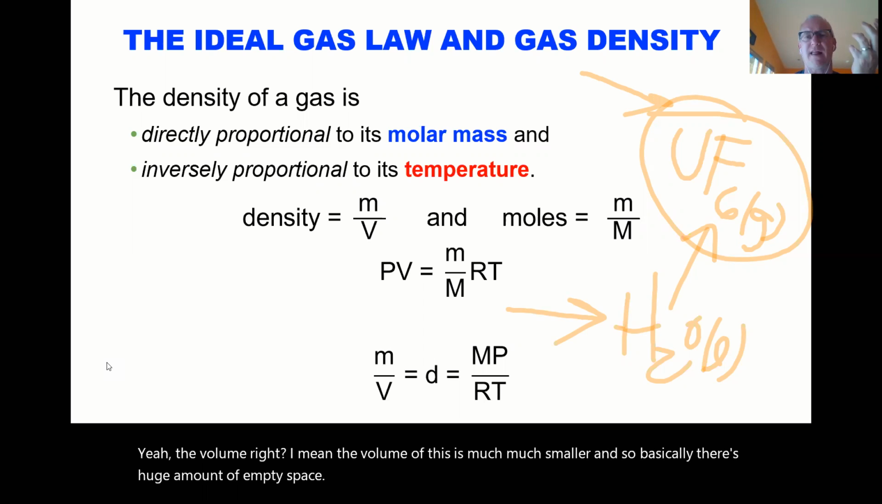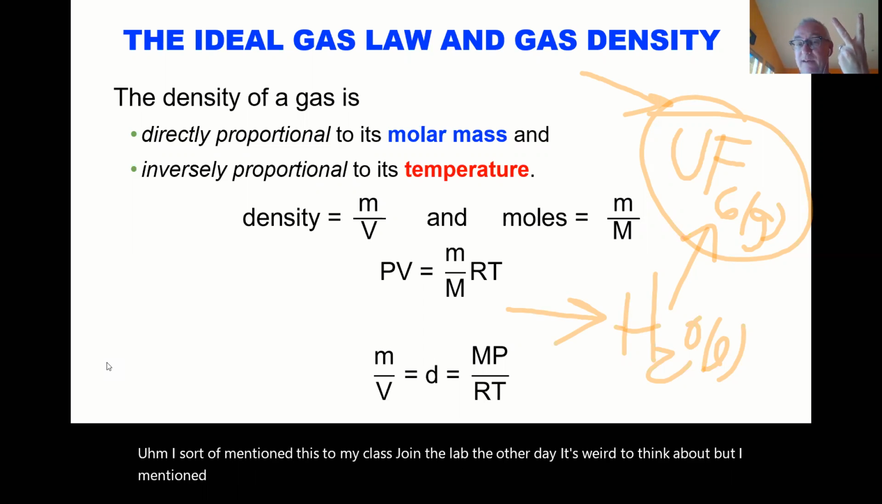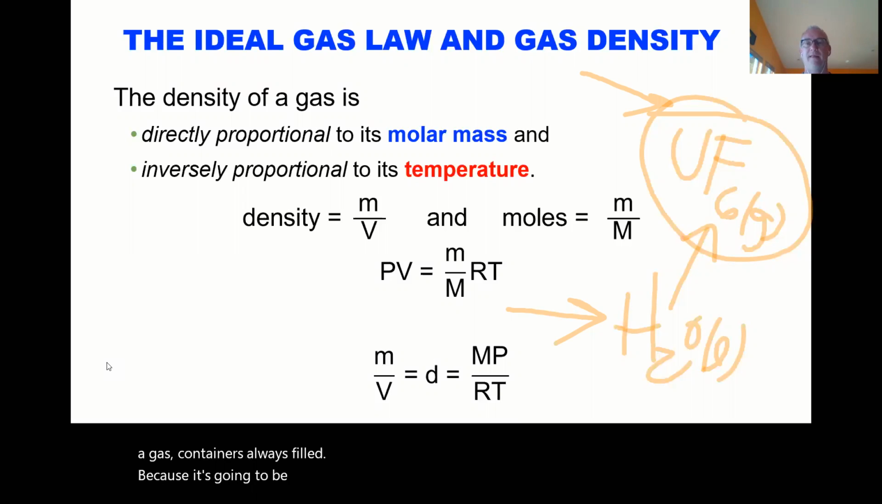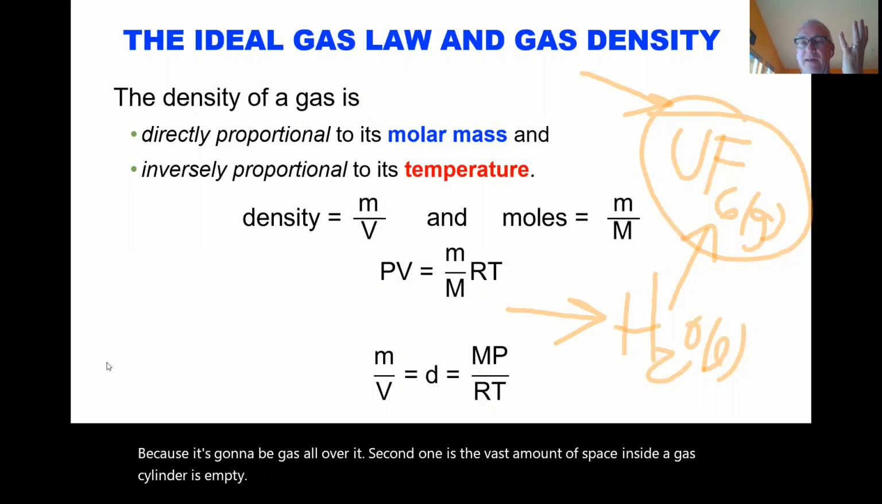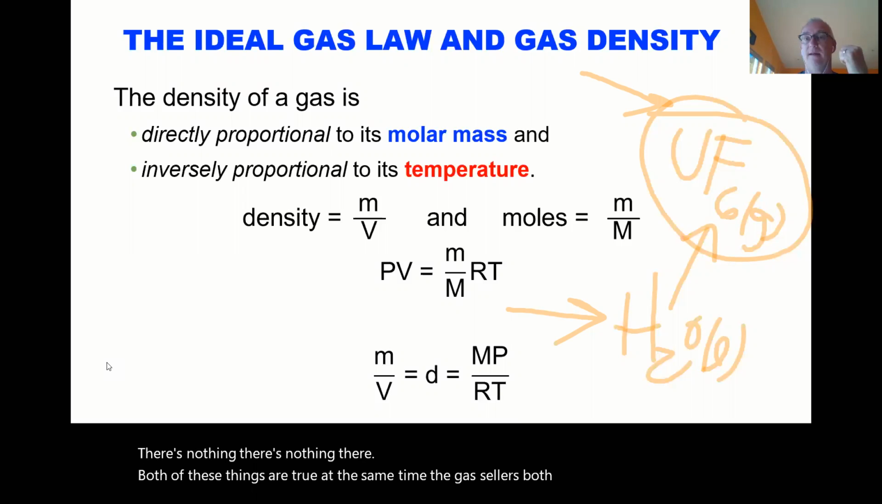I mentioned this to my class during the lab the other day. It's weird to think about, but I mentioned two things that don't make any sense when you think of them together. One is that a gas container is always filled because there's going to be gas all over it. The second is that the vast amount of space inside a gas cylinder is empty. There's nothing there. Both of these things are true at the same time. The gas cylinder is both full and empty.